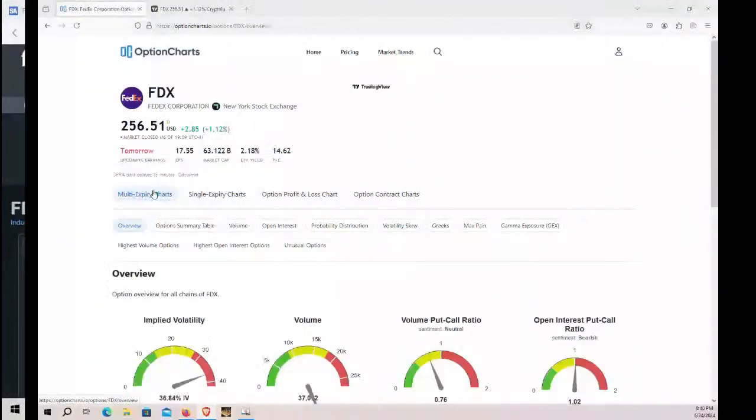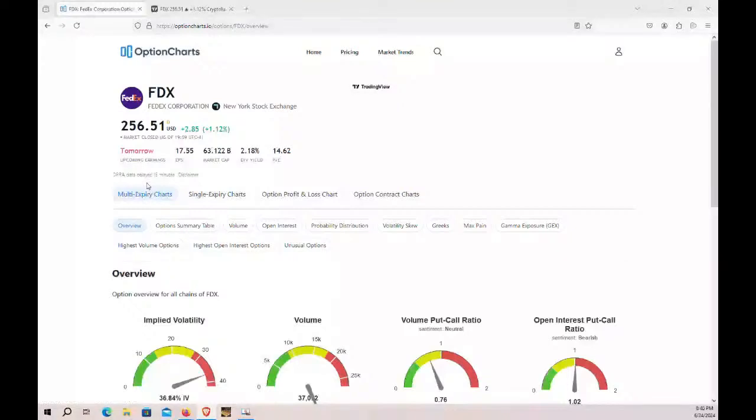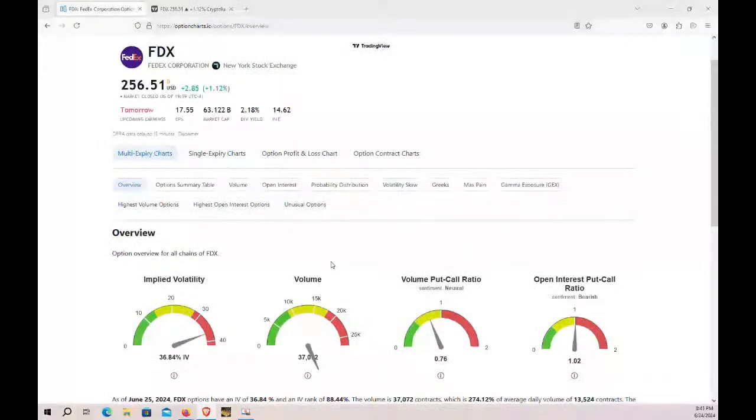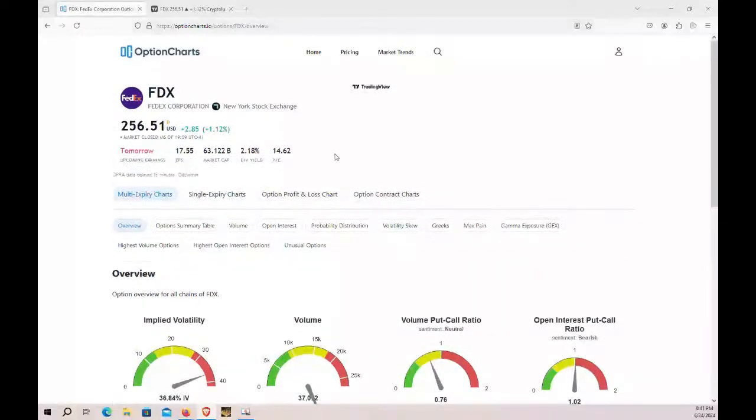So let's go with this one because it's the one I've been studying a little bit, and actually trying to see how it works and my advantage. This one, Option Charts, I'm actually paying a subscription for right now, and it shows you the most expired charts. So right now we have FedEx, that's the one we're looking at. It went up 1% today.